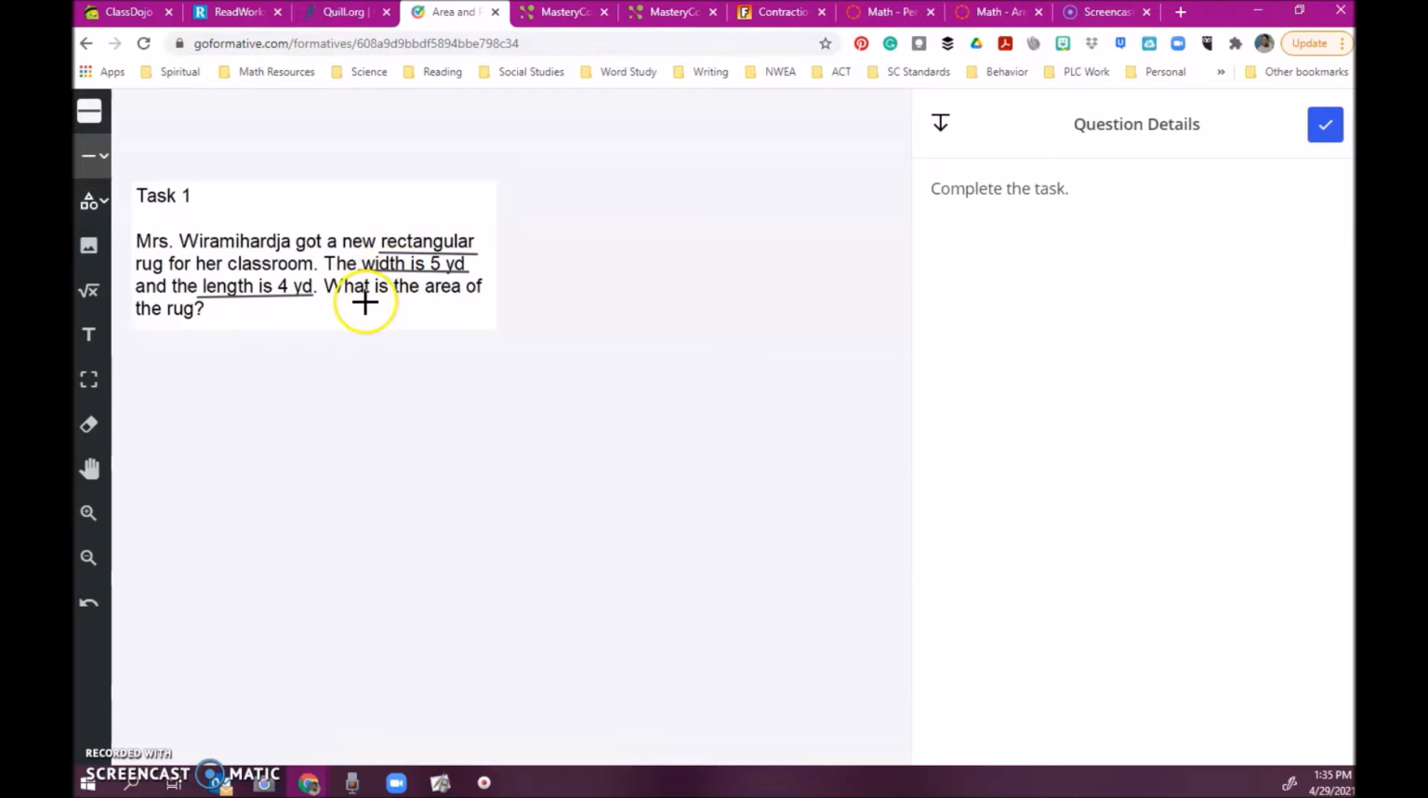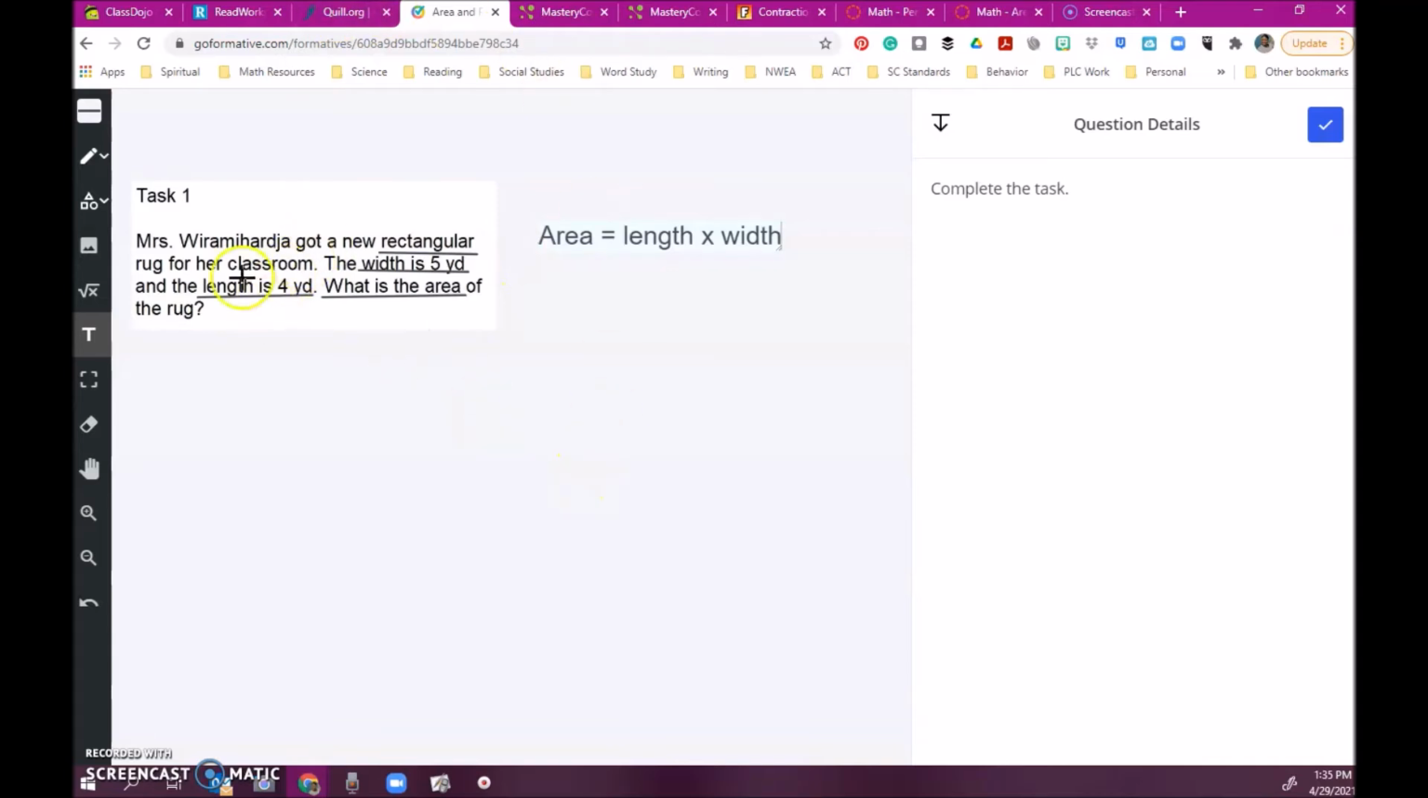And then when I paid attention to the question, it asks, what is the area? And there's that keyword, area. And what I remember about area is that area equals length times width. So as long as I can do that, then I'll be able to figure it out.